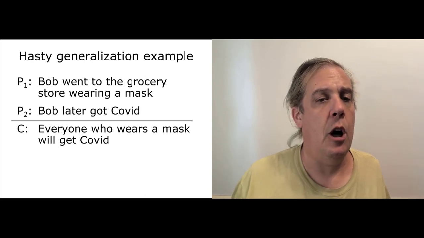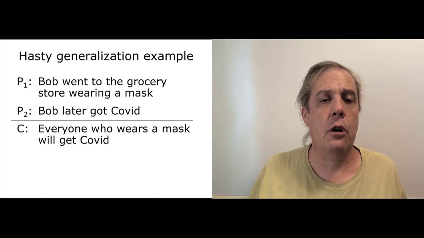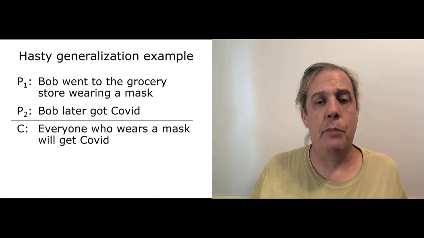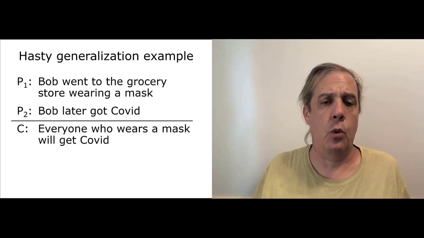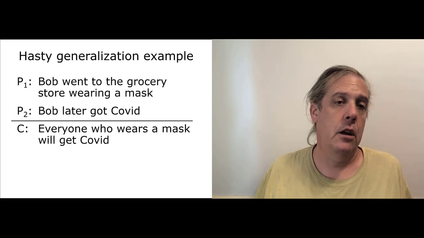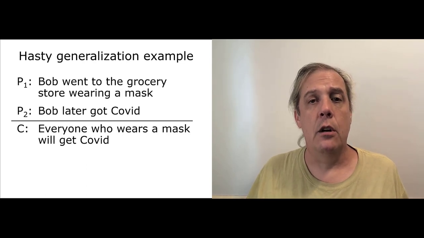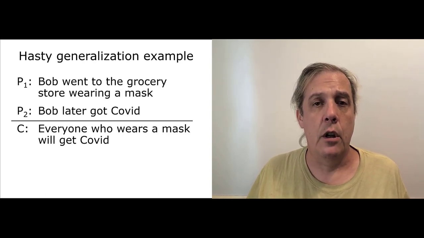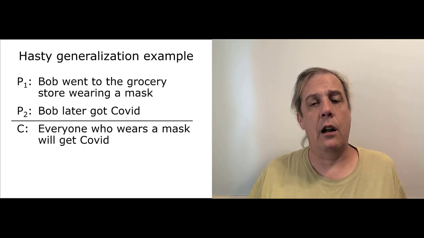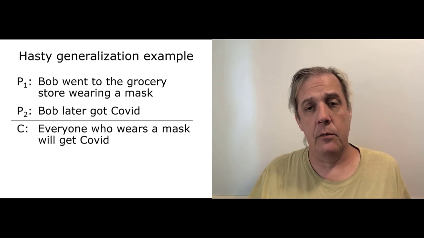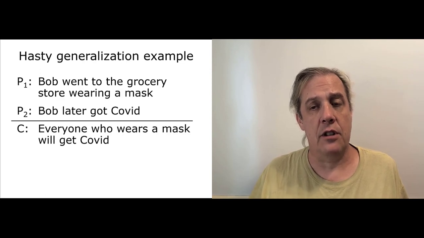Here's an example. Bob went to the grocery store while wearing a mask. Bob later got COVID. Everyone who wears a mask will get COVID, right? It looks like some of this reasoning is going on with bad reasoning around the pandemic. So we're going to have a scheme for generalizing, and there's a fallacy associated with it, the hasty generalization.